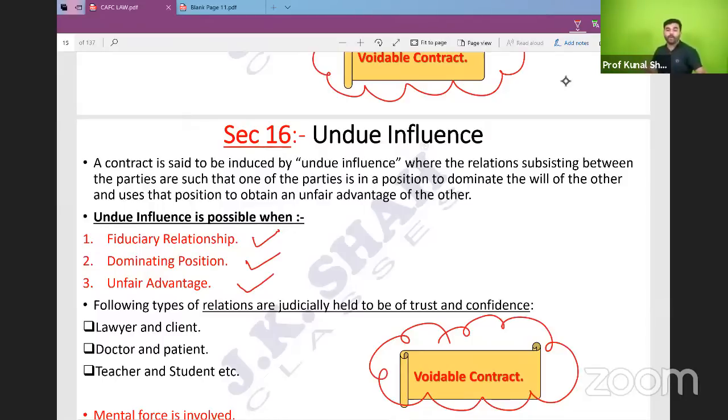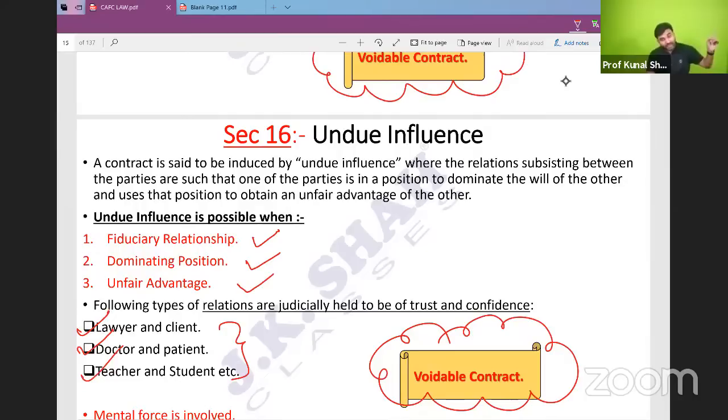In practical life, undue influence is possible in case of lawyer and client, doctor and patient, even teacher and students, etc. There are many other relationships. If you see all these relationships, one of the parties is in a dominating position, and that party is also in a position to take unfair advantage. If the person takes an unfair advantage, then he has taken the consent through undue influence.